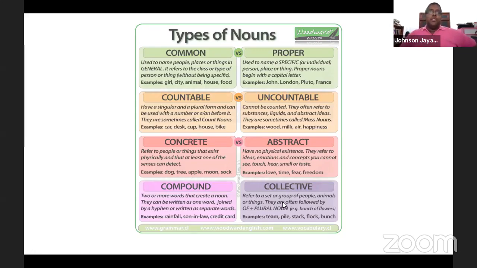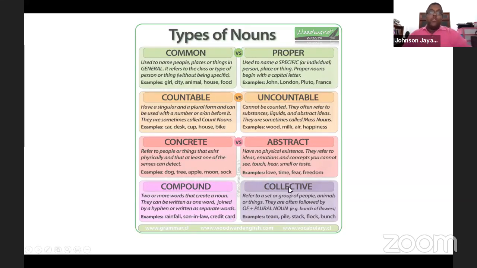And then finally, we have these 2, compound nouns and collective nouns. Compound nouns is where you add two or more words together to make a noun. They can be written as one word, joined by a hyphen, which means a dash, or written as separate words. So we have examples here. Rainfall: rain is one word, fall is one word, together they make a noun. Son-in-law: you have son, in, and law, together they make this noun. Credit card: you have credit and then you have card, together they make the noun.